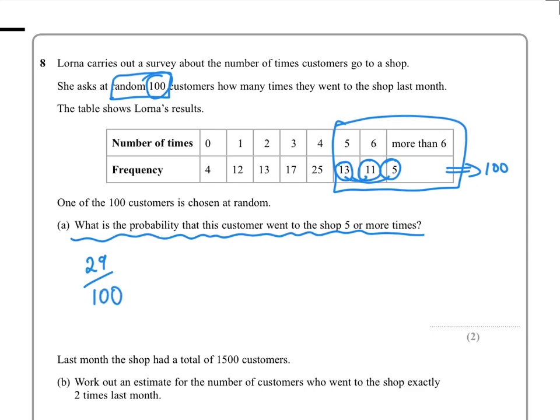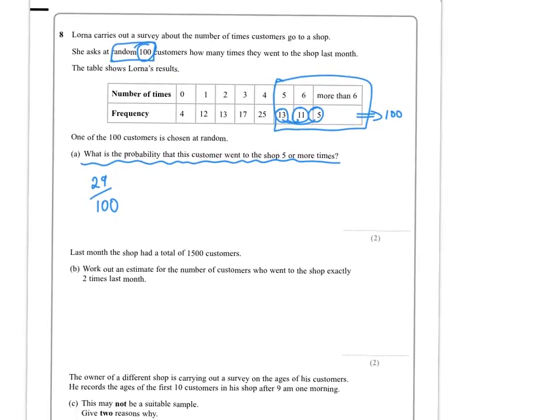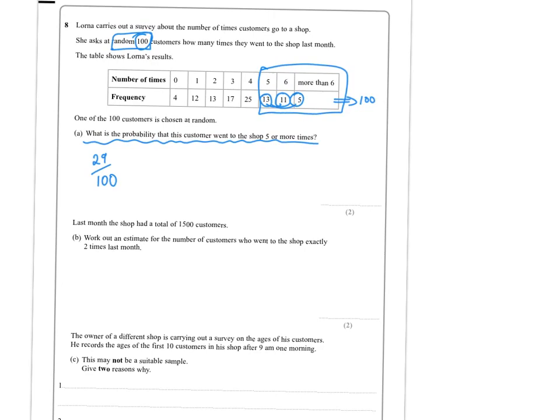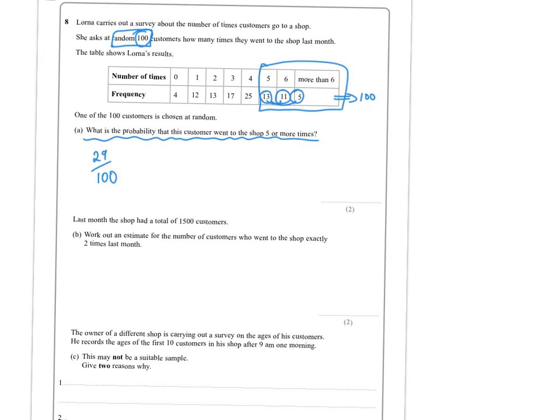Now this second part is a little bit more tricky. It's all about relative frequency, and for 2 marks you've got to work out, based on the fact that there's now 1,500 customers last month at the shop, an estimate for the number of customers. So when you're using probability and estimation, you're looking at relative frequency. So you're saying to yourself, what would it have been in the original model? Well, if you had 2 times at the shop, then it would have been 13 out of the 100.